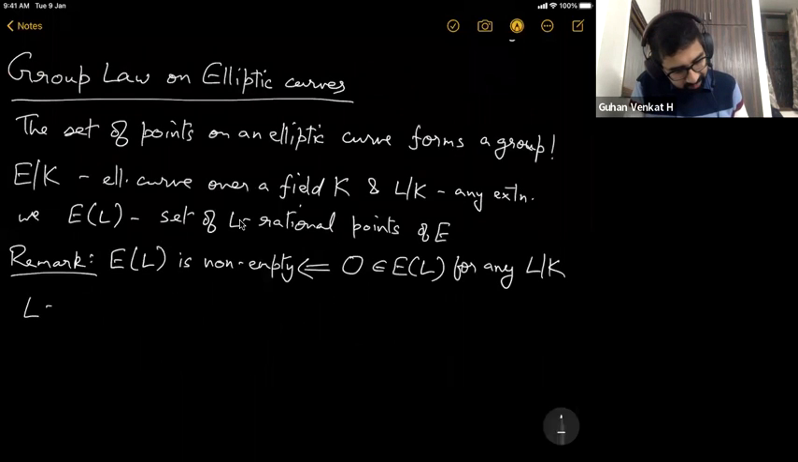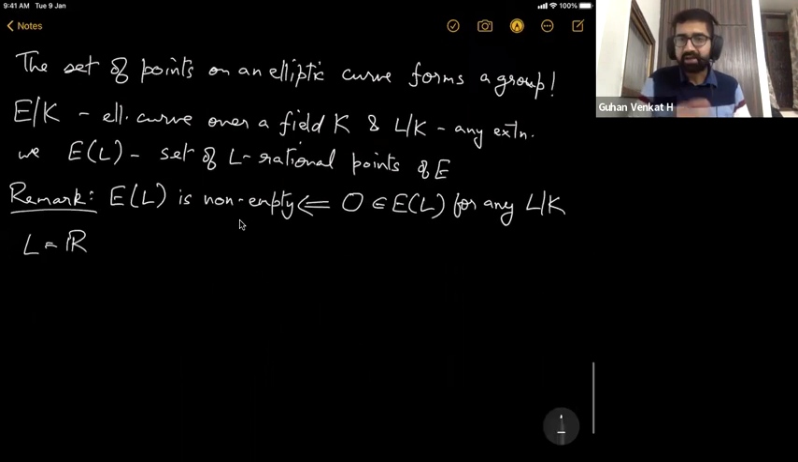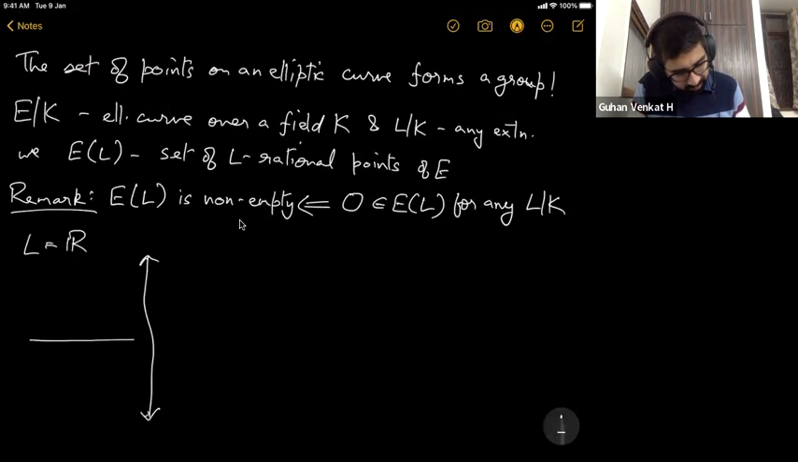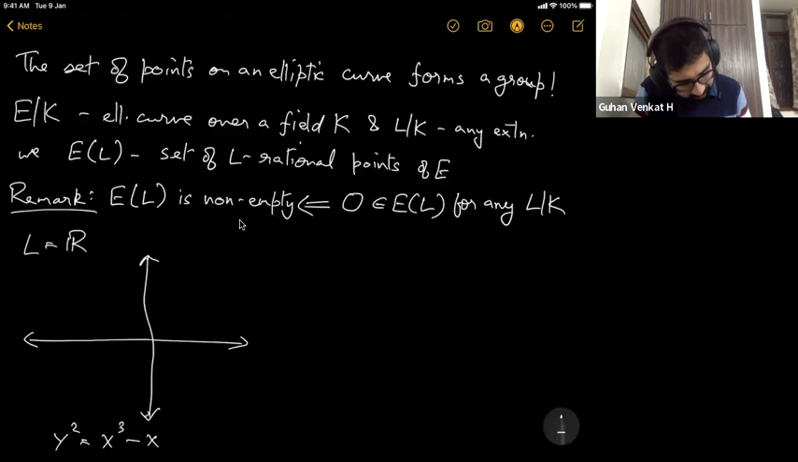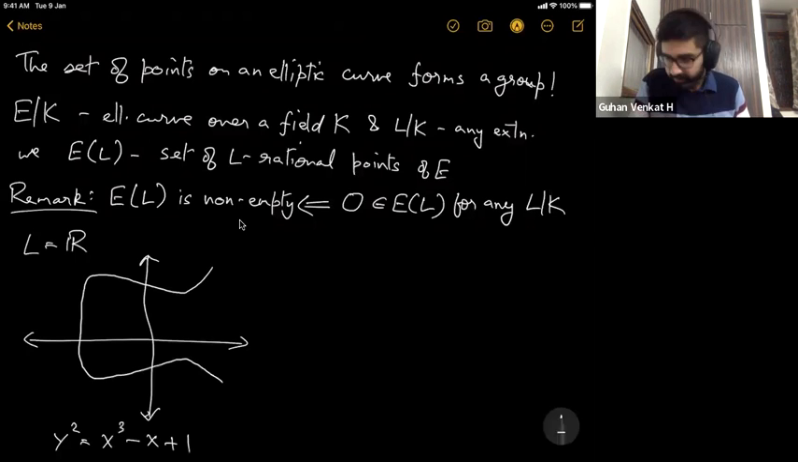This is the layman's explanation of the group law. Assume for now that L is the set of real numbers, so that I can plot this elliptic curve on the real plane. Let me look at the elliptic curve given by y squared equals x cubed minus x plus 1. I think this was the elliptic curve in the flyer put out for this talk. The graph looks like this, and I'll explain the group law.